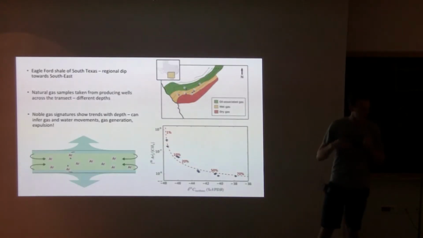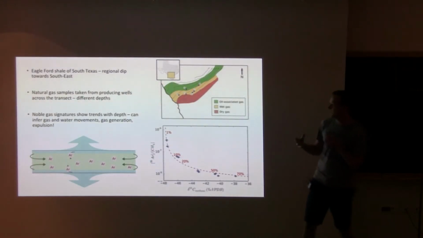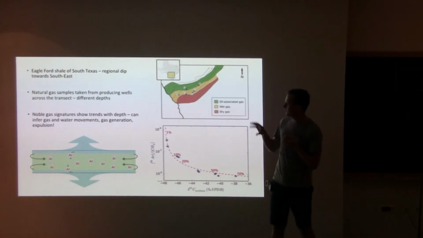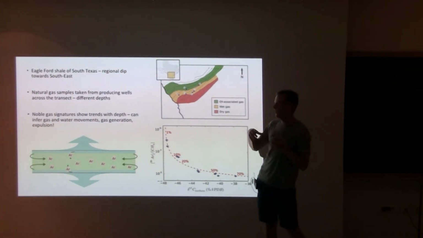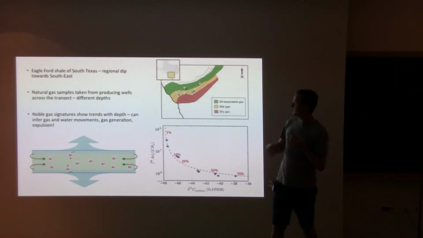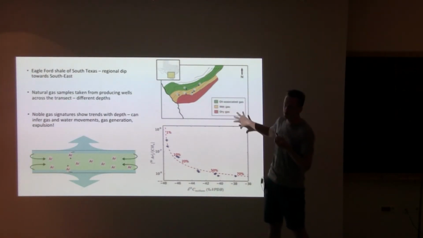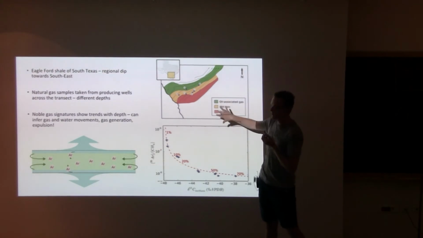So the project I'm specifically presenting today is a little study we did in South Texas looking at an unconventional hydrocarbon system, the Eagleford Shale. What's cool about this system is that it has a large regional dip towards the southeast, and we were able to take samples from lots of producing gas wells across that transect.